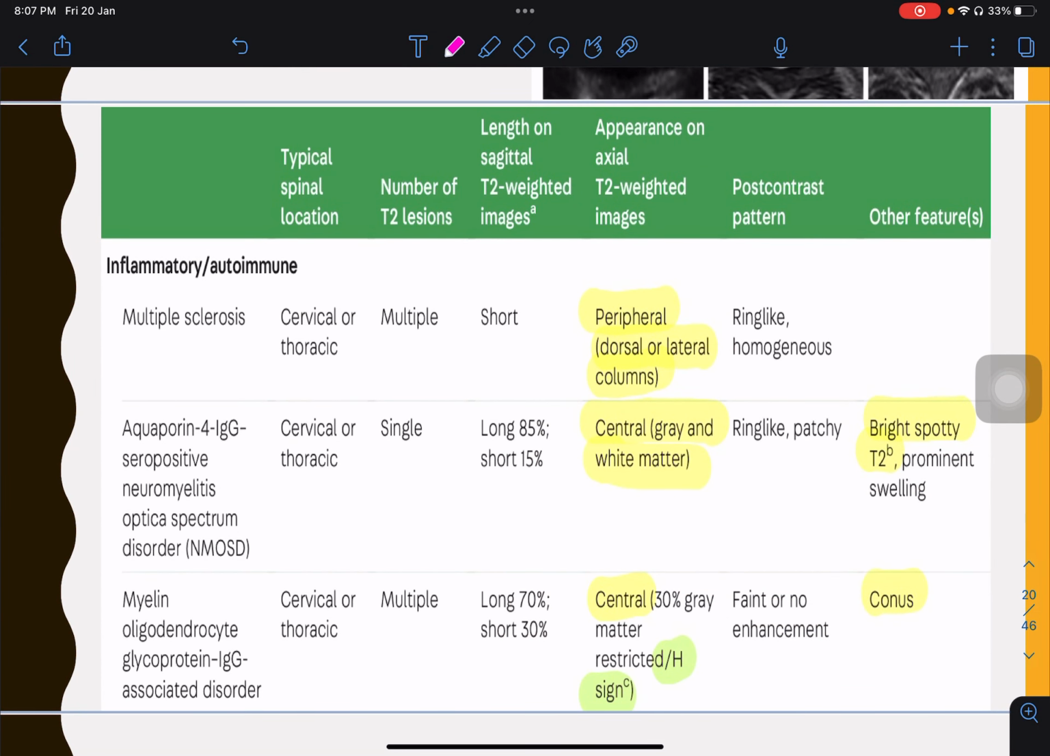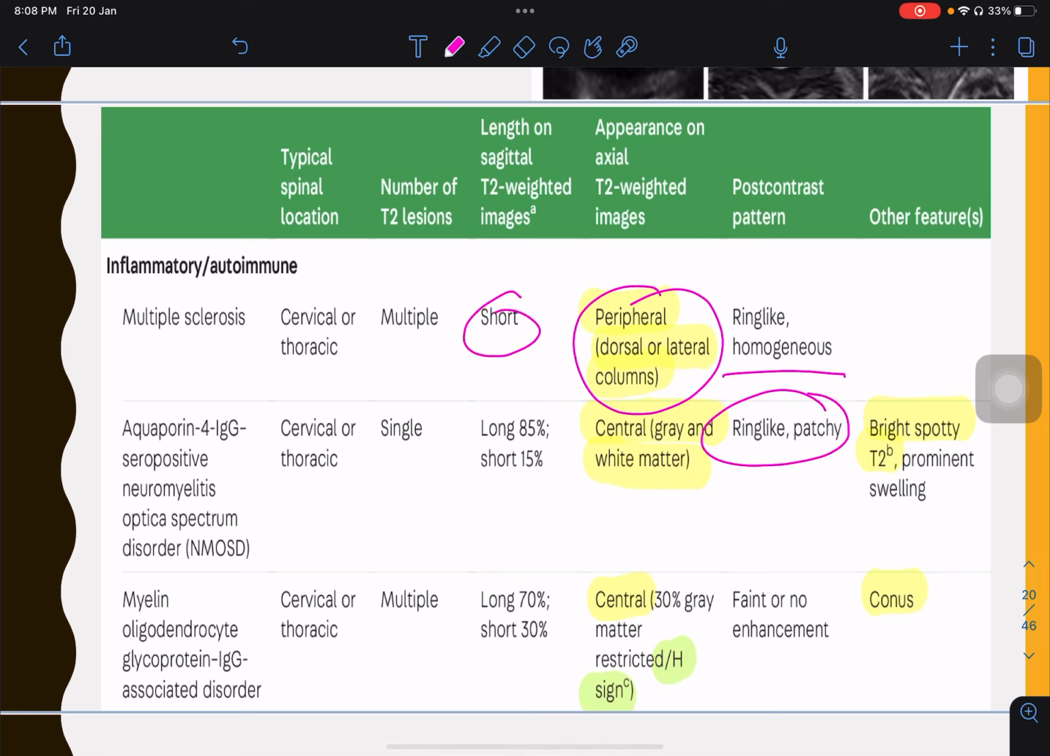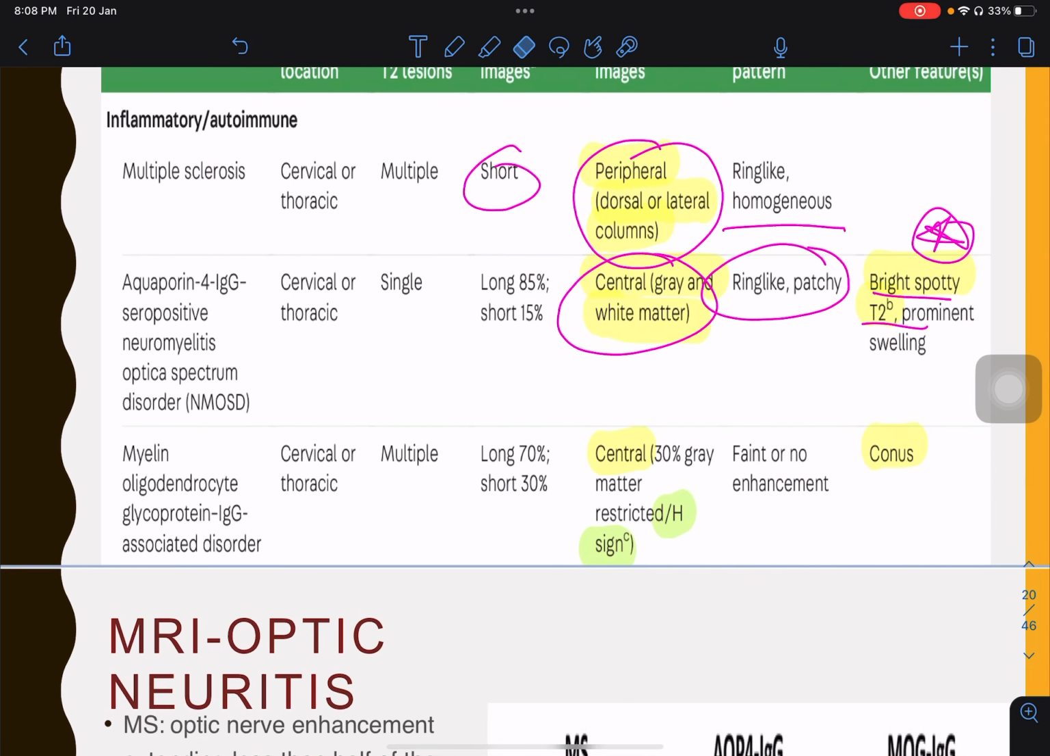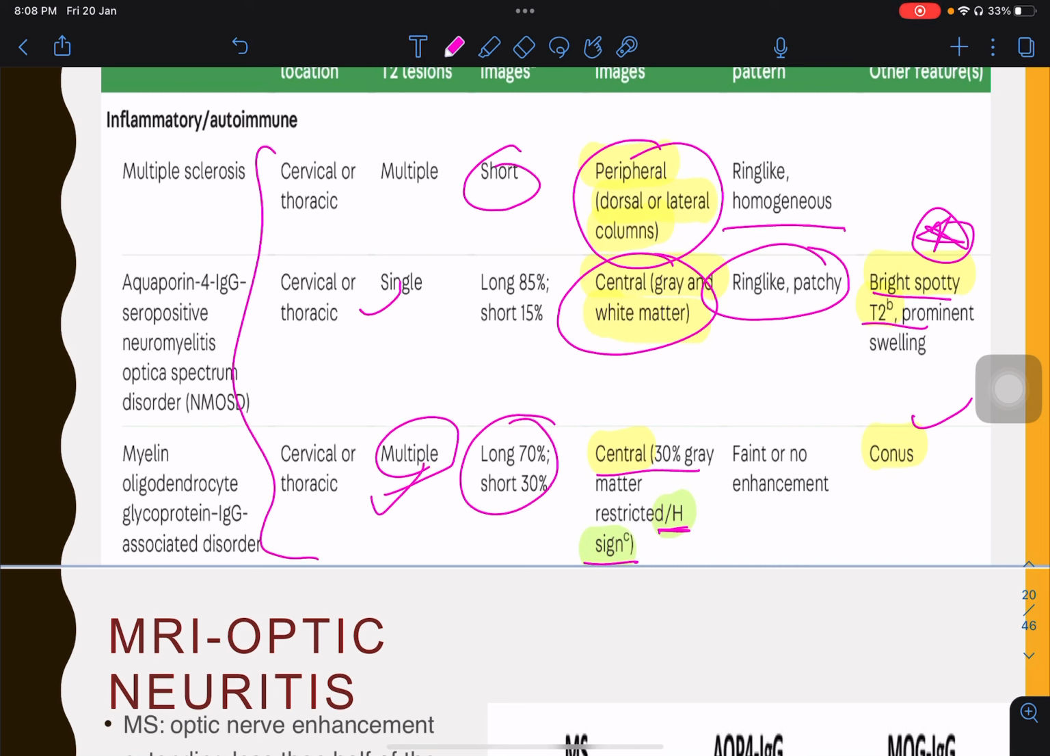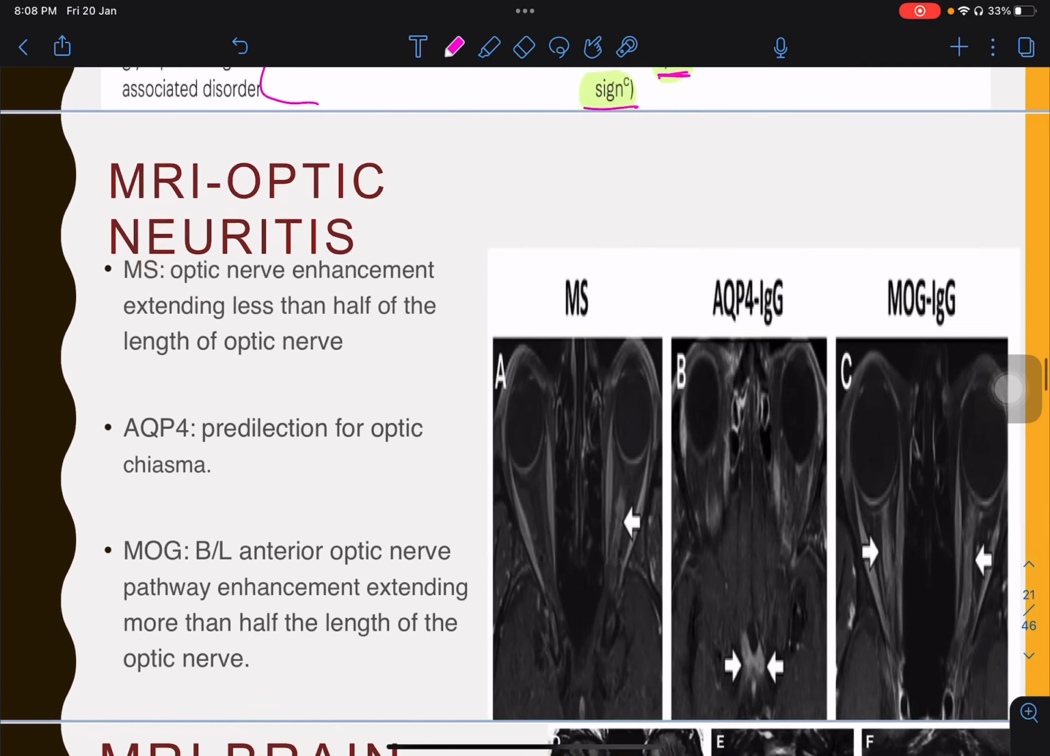So to summarize, in MS there is a peripheral dorsal lateral column lesion. It's a short segment, ring-like, homogeneous. It could be patchy. In NMO, central gray and white matter, and the bright spotty sign you should remember in NMO. In MOG you must remember the conus and the central H sign, long or short segment, multiple. This is single, this is multiple. Cervical or thoracic is common in both.